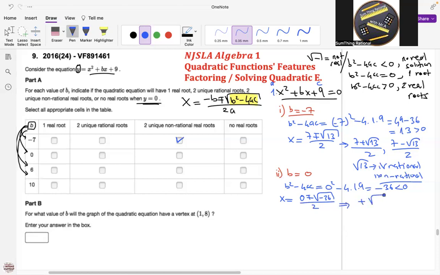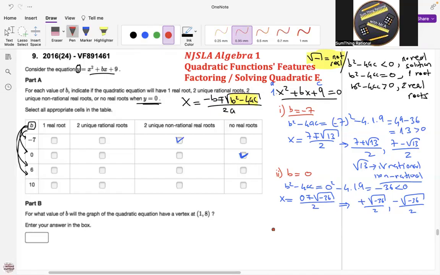One of them is plus square root of negative 36 divided by 2. The other is minus square root of negative 36 divided by 2. I don't want to discuss what the square root of negative 36 is because we will discuss this when we study complex numbers. Since we don't study complex numbers, here we have no real roots. They are not real roots because, as I told you at the start of the video, if there is a negative number inside of the square root, we have no real roots.